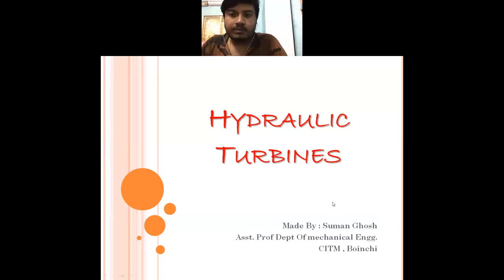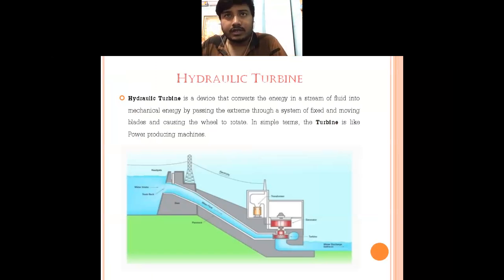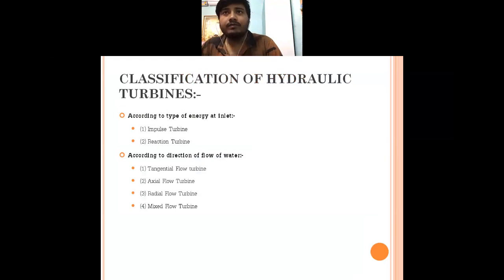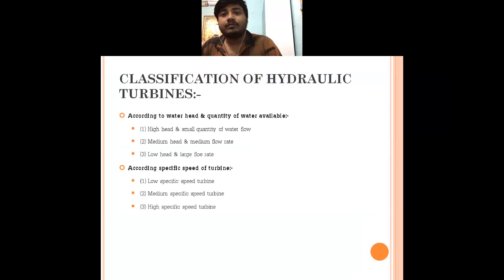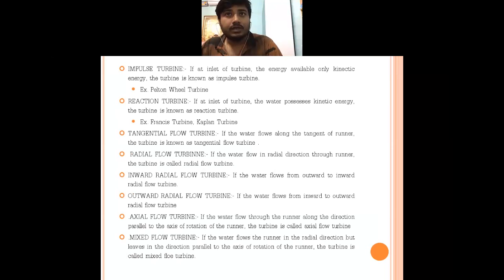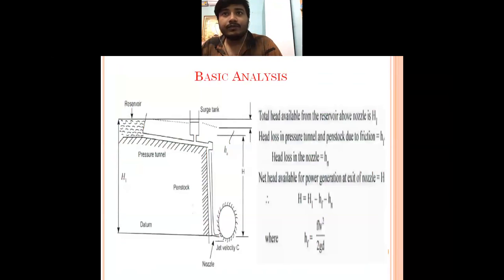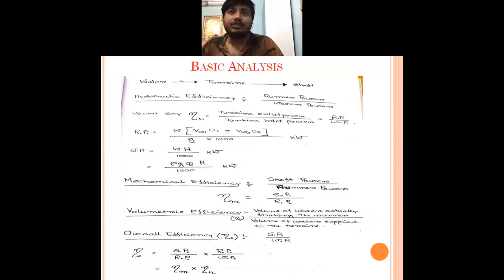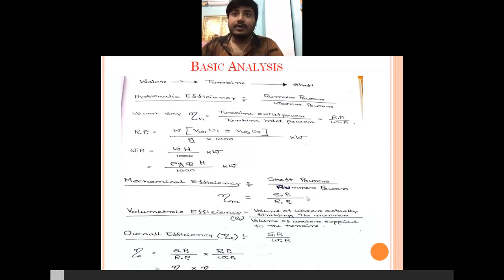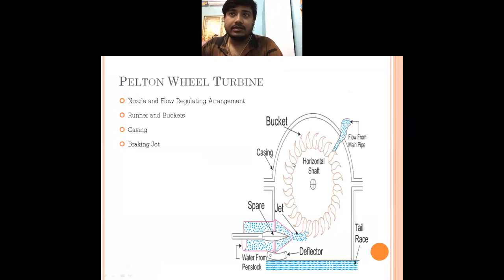So previous day I told you about the hydro turbines, the basics of hydroelectric turbines, and I have also told you the types of hydroelectric turbines. These are the several types of hydroelectric turbines. Then we did some calculations with respect to efficiencies: hydraulic efficiency, mechanical efficiency, volumetric efficiency, and then overall efficiency. So we have seen this last day.